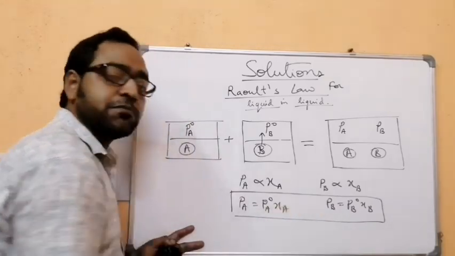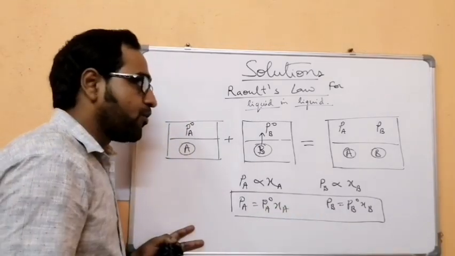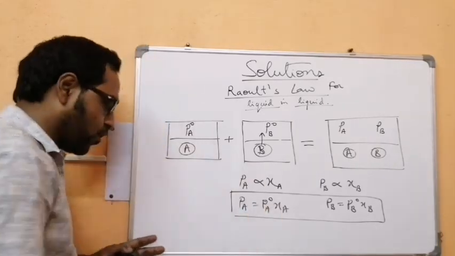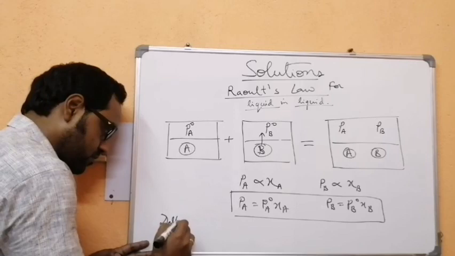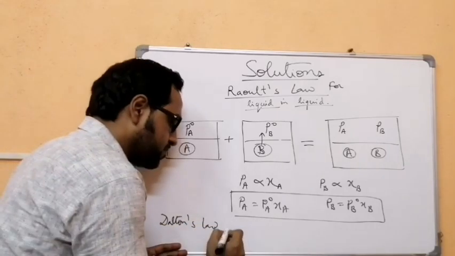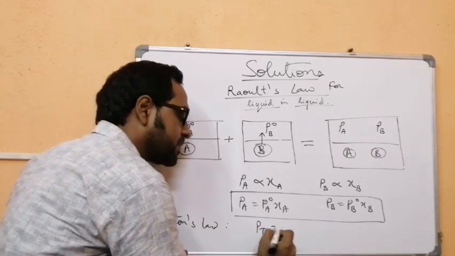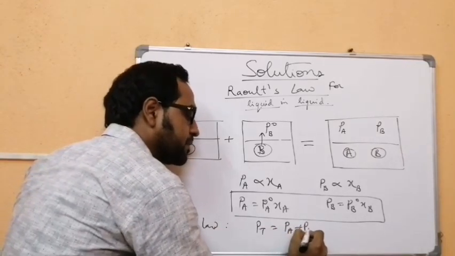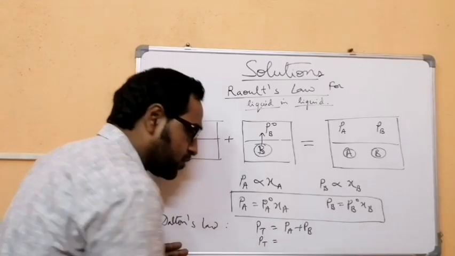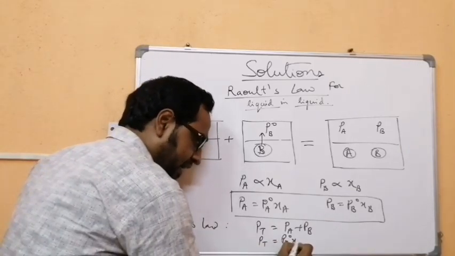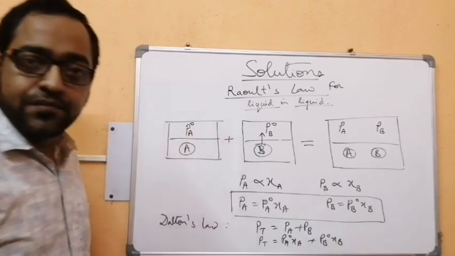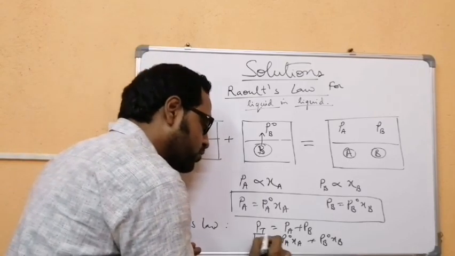Now this mathematical expression is called Raoult's law for two volatile liquids. Now if you combine it with Dalton's law, which says the total pressure is the sum of the partial pressures PA plus PB, we can write P total is equal to PA naught XA plus PB naught XB. So this is all about Raoult's law.